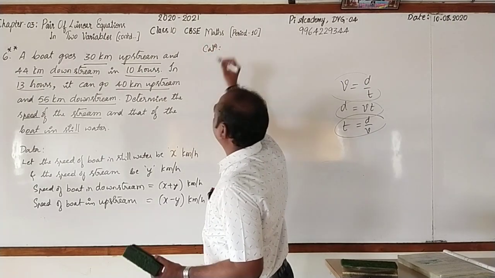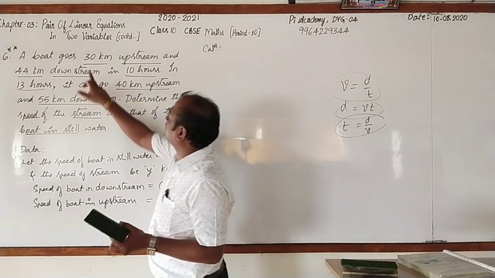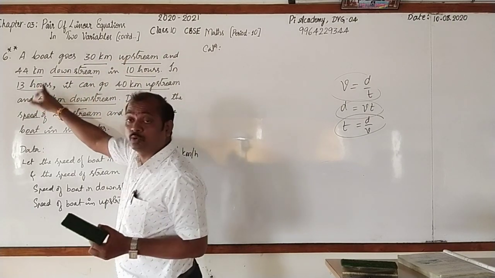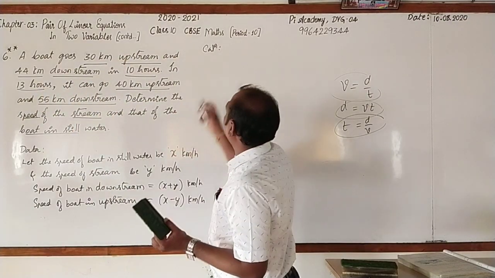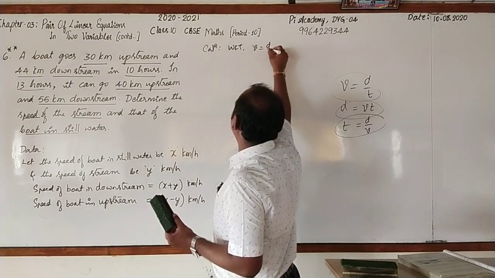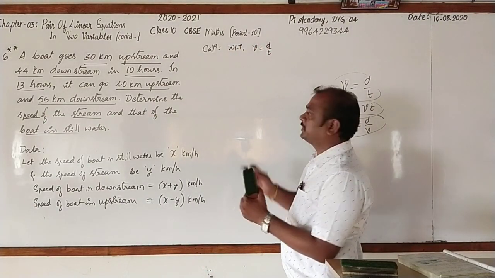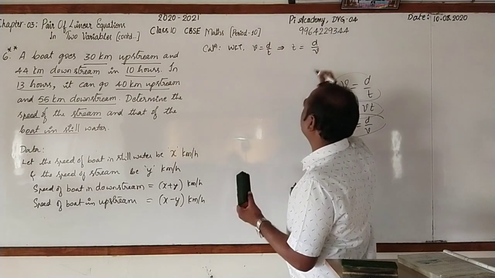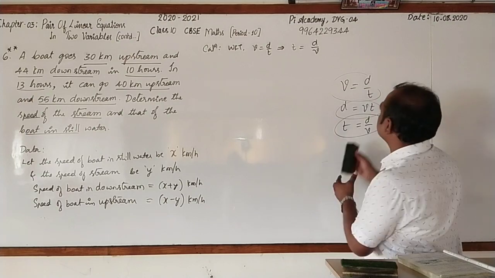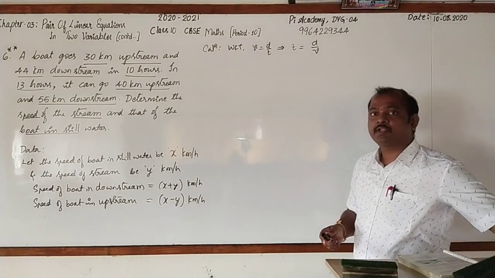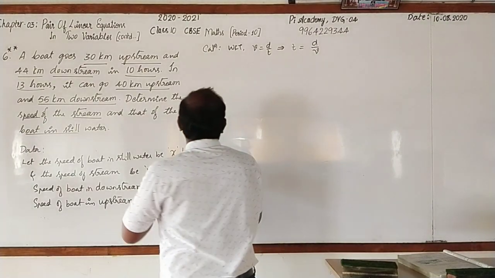Calculation. Here you can notice that distance is given and also the total time is given. And we all know that v is equal to d by t, that is, speed is equal to distance by time, and this can also be written as t is equal to d by v. Time is equal to distance by speed. Let us go for taking the cases one by one.